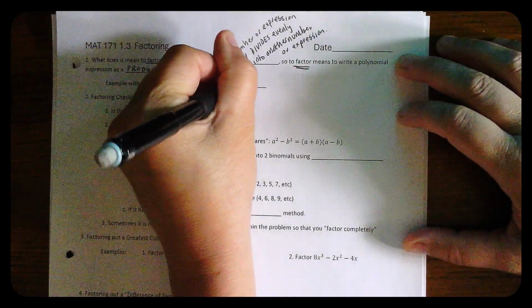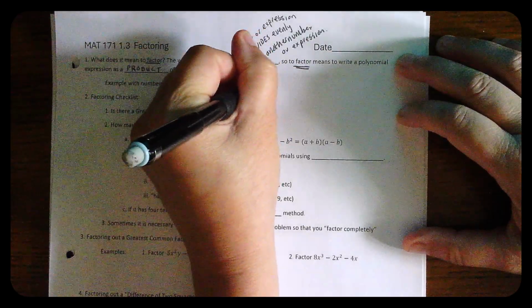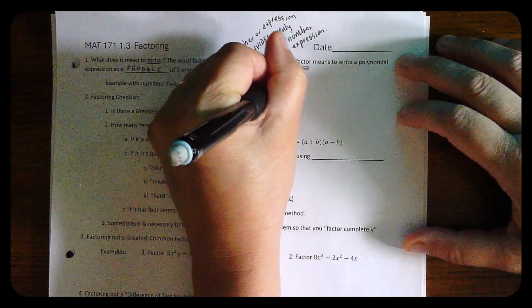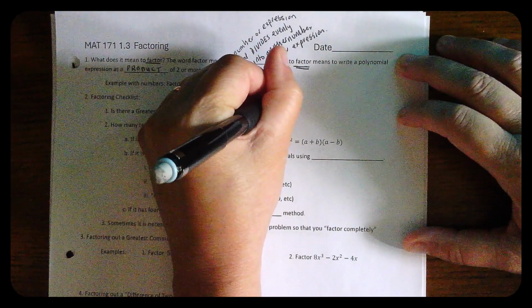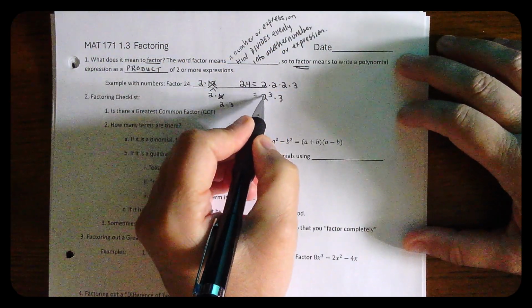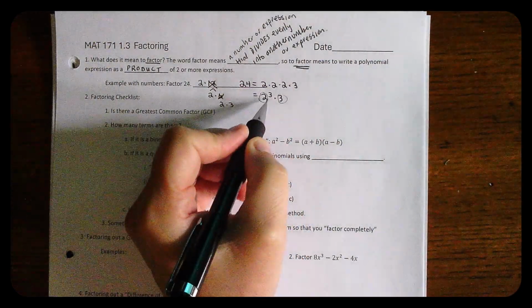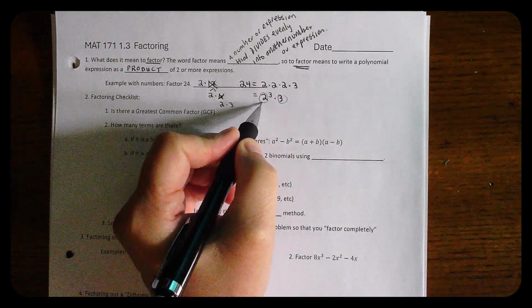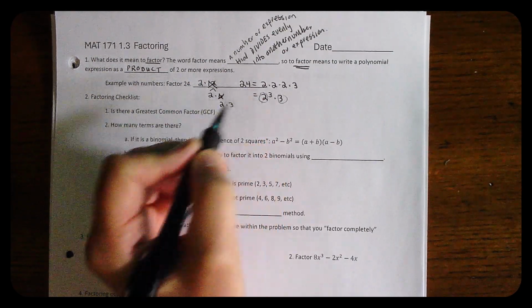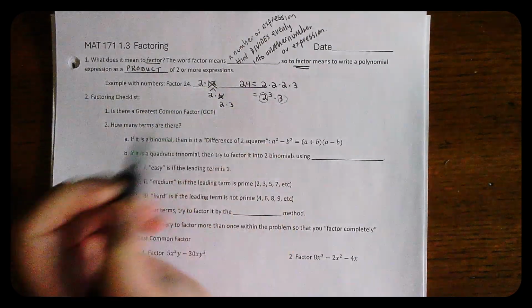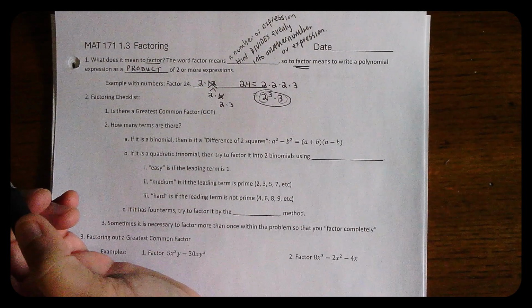So 24 factored would be 2 times 2 times 2 times 3, or 2 cubed times 3. And each of these, those are factors. All right, so 24 has 2 as a factor and 3 as a factor. Now we'd have 2 cubed, 2 times 2 times 2, times 3. So that's what it means to factor. We have now factored 24.